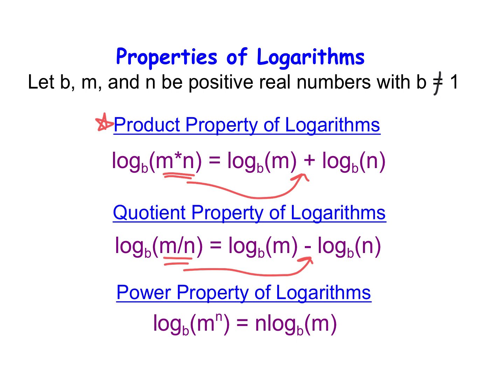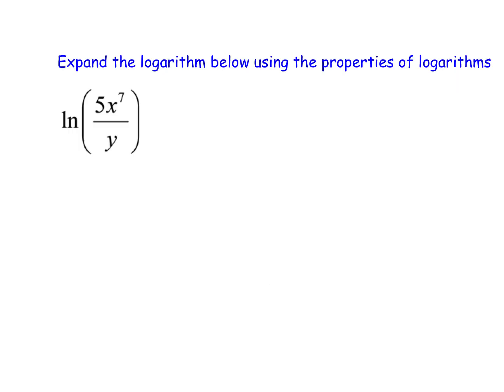And then the power property of logarithms, where we can bring whatever is in the exponent out in front of the logarithm and make it a coefficient of that logarithm. So these are the three main properties we're going to be utilizing throughout the next few examples.